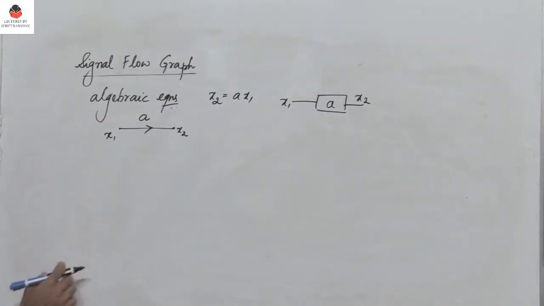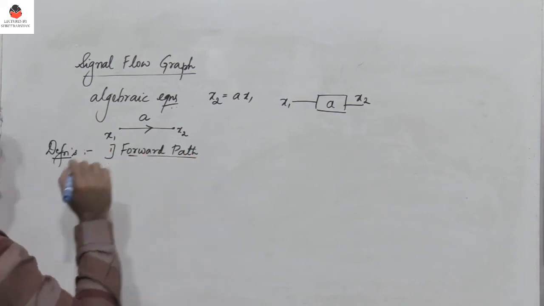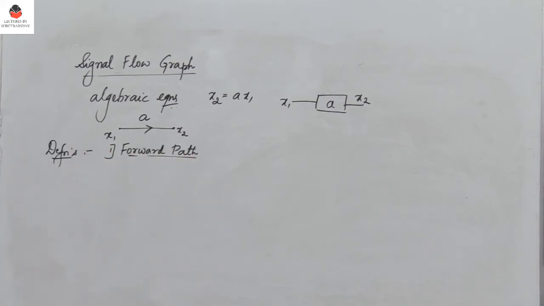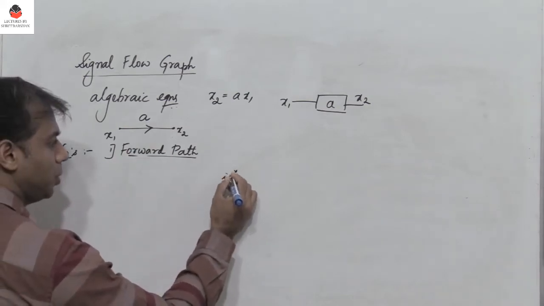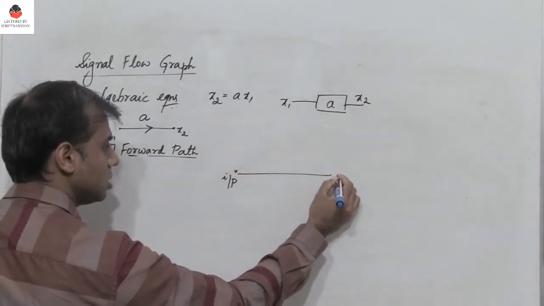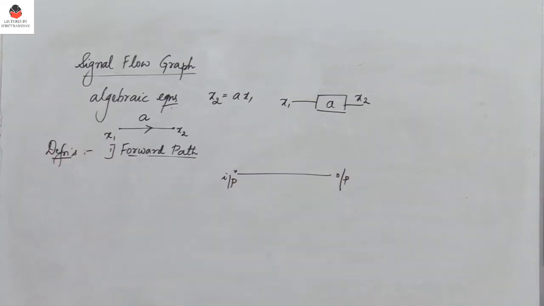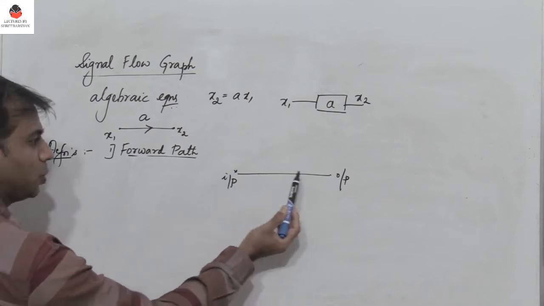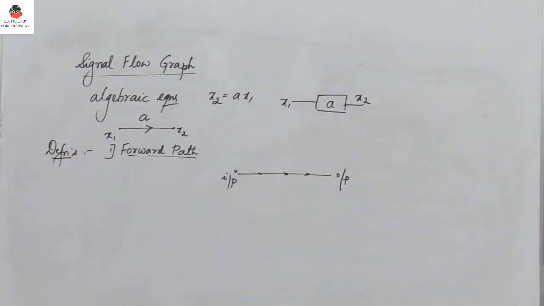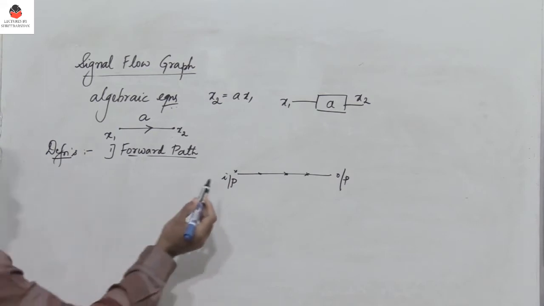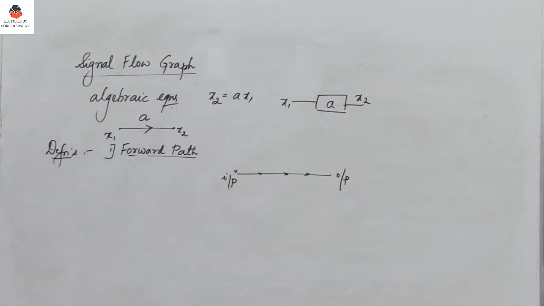So let us go through a few definitions. Now in any signal flow graph, what is a forward path? A path connecting the input node and the output node is referred to as a forward path. While we travel from the input node to the output node, it is to be taken into consideration that no node is traced twice.